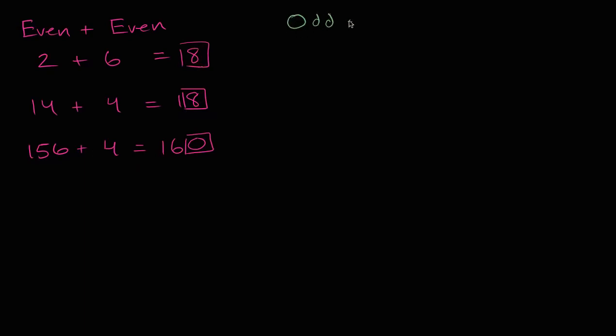Now what happens if you add an odd and an odd? What happens if you add an odd number plus another odd number? Well, let's try. What is 1 plus 3? Well, that's equal to 4. You actually get an even number. You add 2 odd numbers, you get an even number. Well, maybe that was just that special case. What if I add 15 plus 7? These are both odd numbers. When I add them together, I get 22. I get another even number.